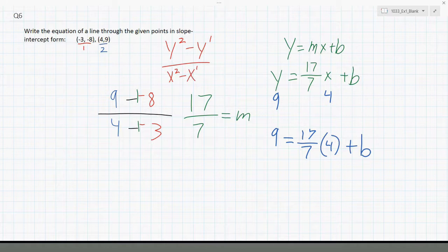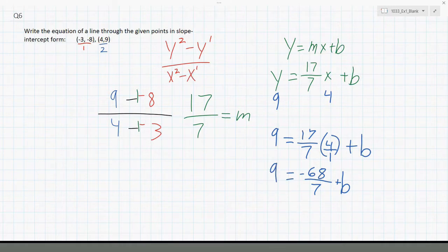Multiply 17 times 4. At this point we'll imagine this is over a 1. 17 times 4 is 68 over 7. Does it simplify down to anything? Okay. So at that point, we need to subtract it from both sides so that our b ends up being alone, because it's added to the b and it equals the 9 right now.